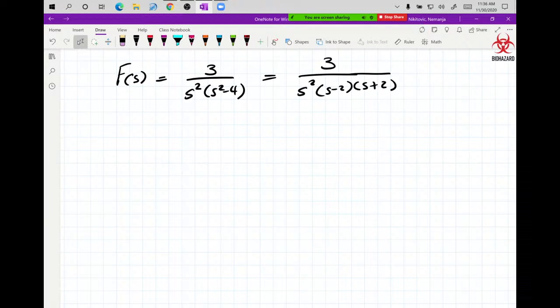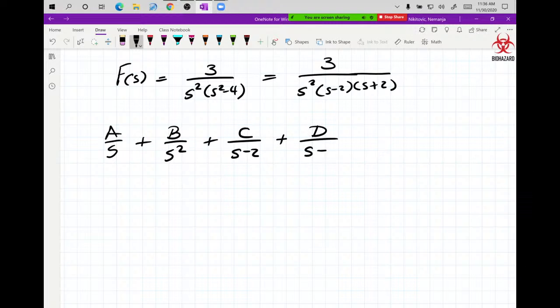And there's your partial fraction decomposition again, except now you have 4 of them, so it's more annoying. You have A over s plus B over s squared plus C over s minus 2 plus D over s plus 2 equals 3 over s squared times s minus 2 times s plus 2. There we go.